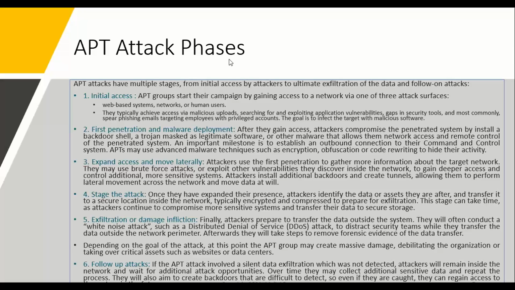So, initially, the hacker will start with the initial access, where they'll start with the APT groups. They start their campaign by gaining access to a network via one of the 3 attack surfaces, which could be web-based systems, network, or human users. They typically achieve access via the malicious upload, searching for and exploiting application vulnerabilities, gaps in your security tools.